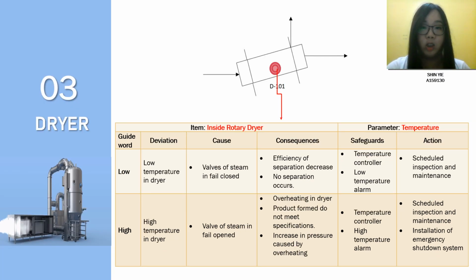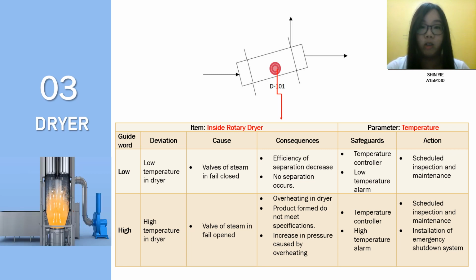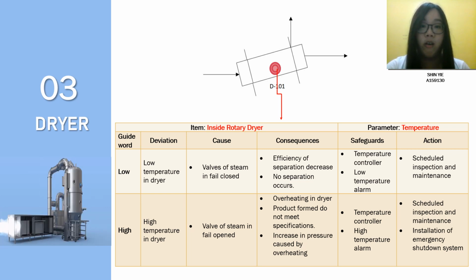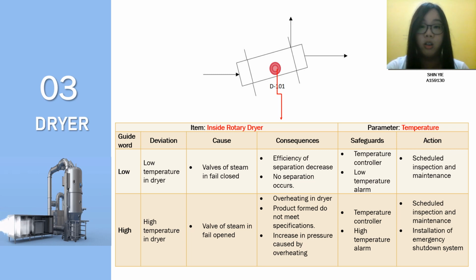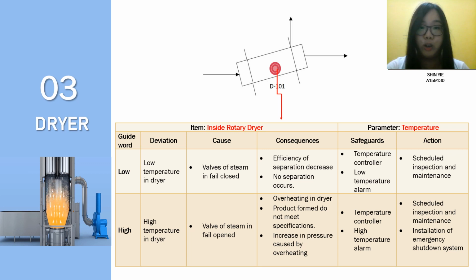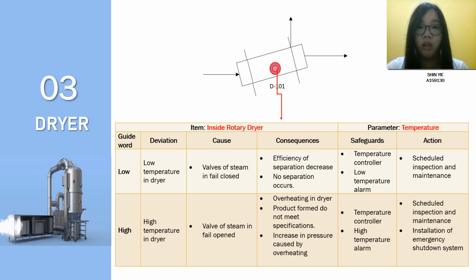This is the HAZOP analysis for the dryer. The analysis is done inside the rotary dryer. The parameter involved is temperature. For low temperature in the dryer, the cause will be the valve of steam in fails close. It might cause low efficiency of separation or no separation occurring. The safeguards for this are the temperature controller and low temperature alarm. The action that can be done is to schedule inspection and maintenance.